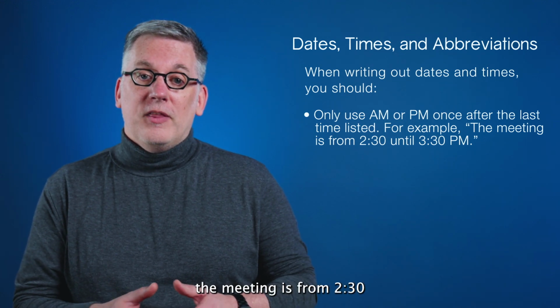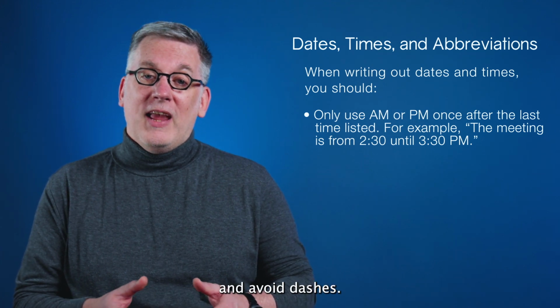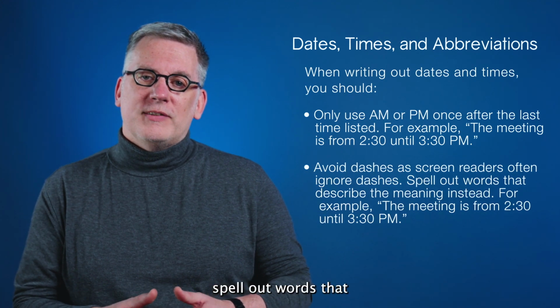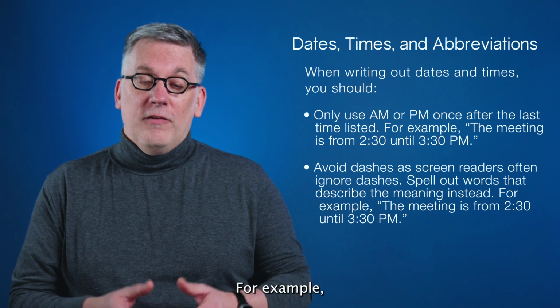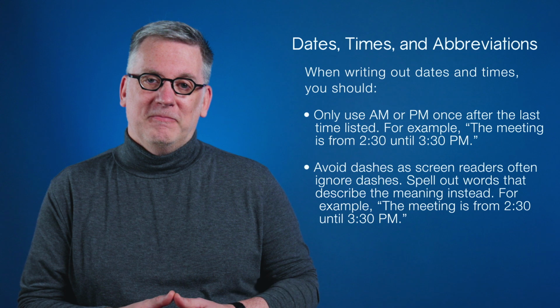For example, the meeting is from 2:30 until 3:30 p.m. And avoid dashes, as screen readers often ignore dashes. Spell out words that describe the meaning instead. For example, the meeting is from 2:30 until 3:30 p.m.